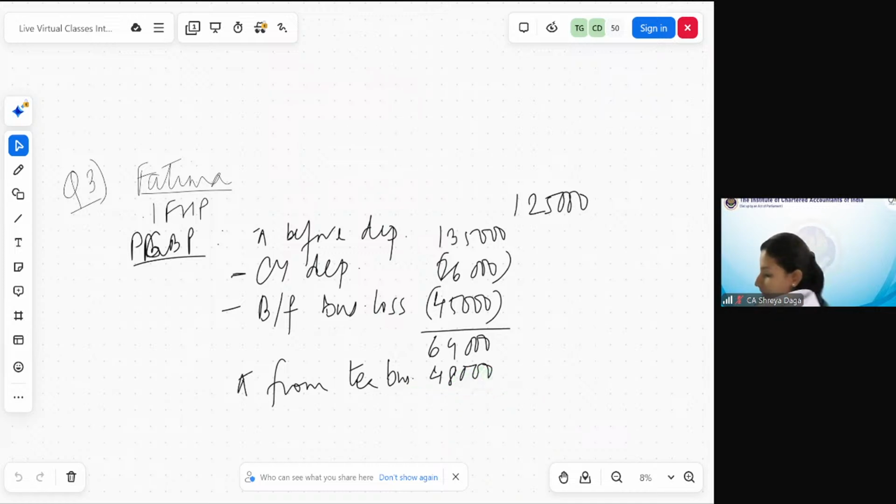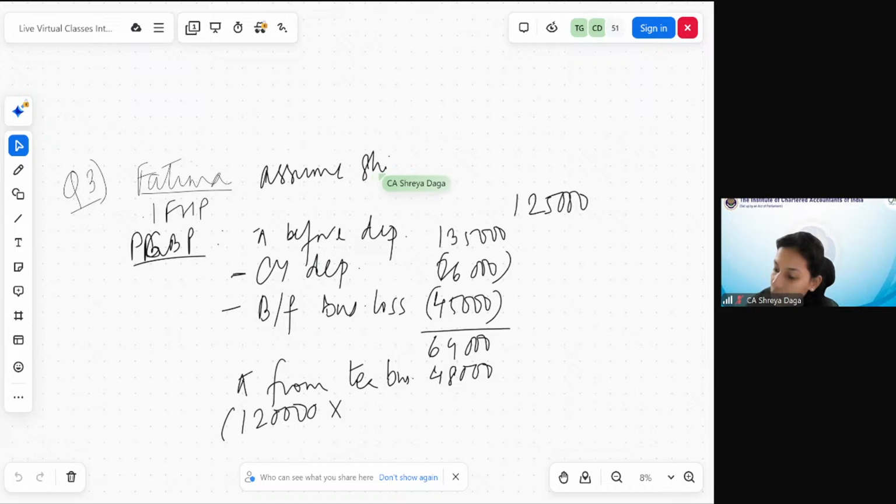How 48? Who can tell me? We are talking about default. Question 3 is about which regime? Okay, it has not mentioned. But because there is no loss from house property, I think, and there is no mention of additional depreciation, let us assume shifted out of the default regime.